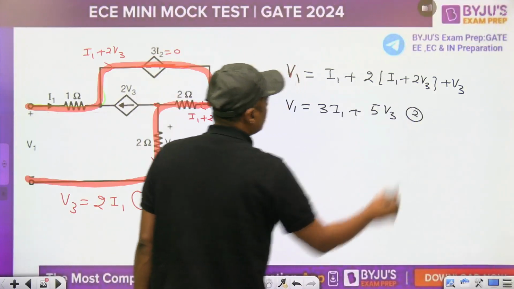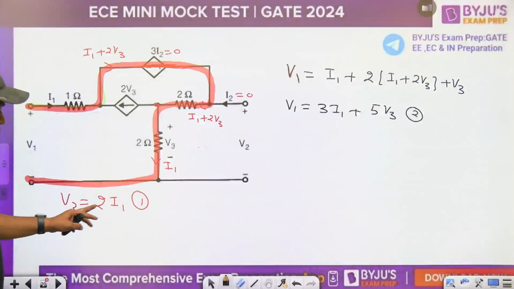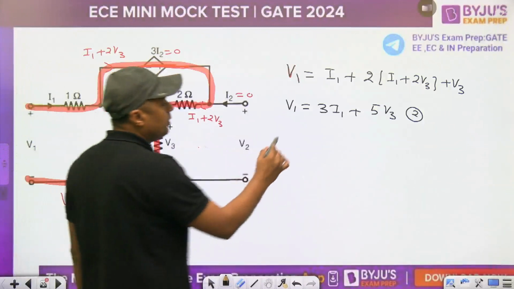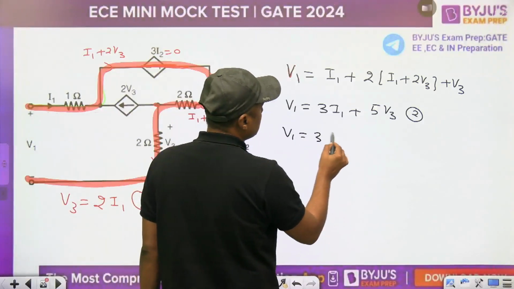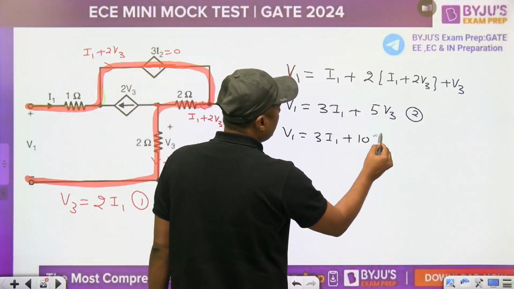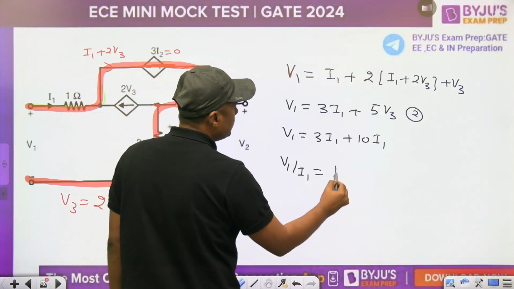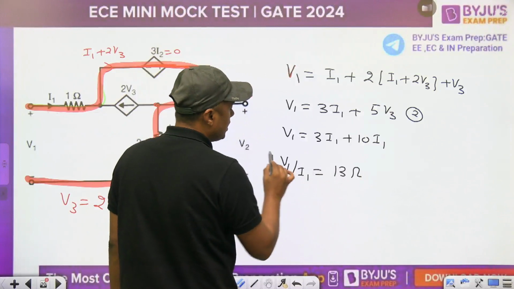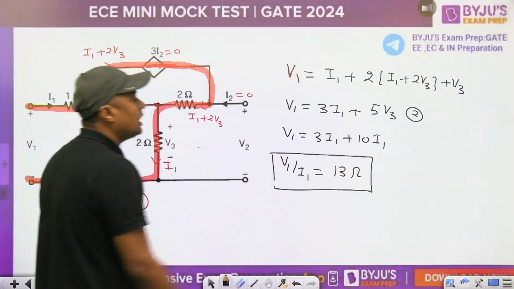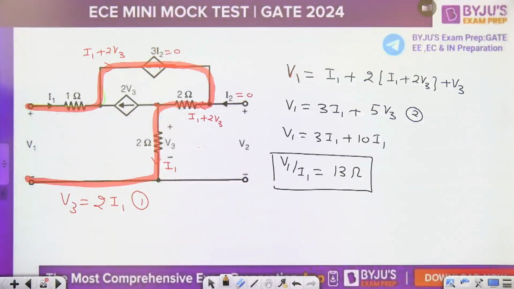Equation number 2. Then what is the I1? V3 is 2 I1, so you can write 2 I1. So it will become 3 I1 plus 10 I1. So what is V1 by I1? 13 ohm. And that is called R11. Answer for this question is 13 ohm.